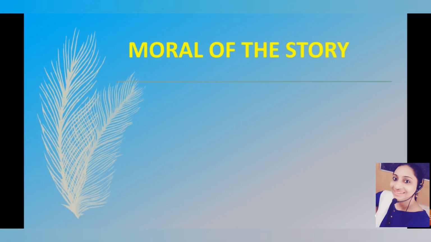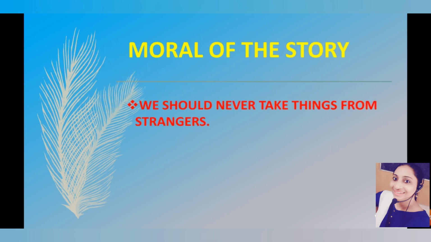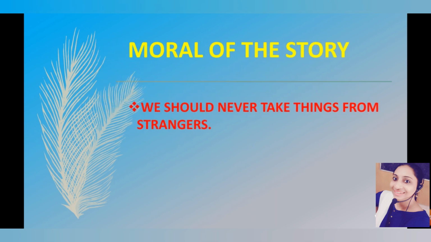And now, this was the story, children. And what have you learned from this story? What is the moral of the story? What did you understand? So we should never take things from strangers, right? Like Rip Van Winkle took that liquid from that stranger and he slept for 20 years. So we should never take food items or any other thing from strangers. Strangers means unknown persons, right?